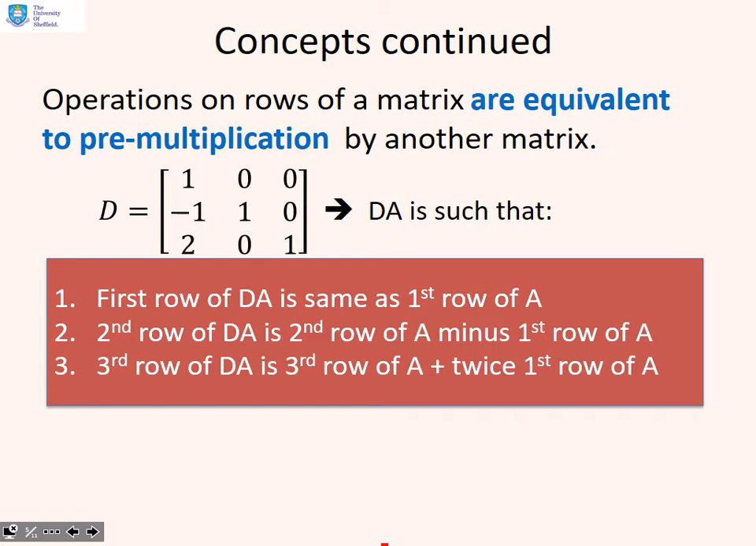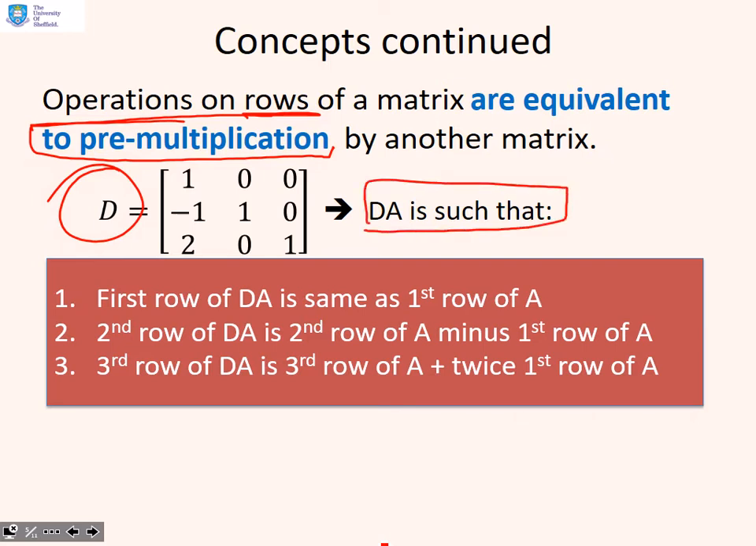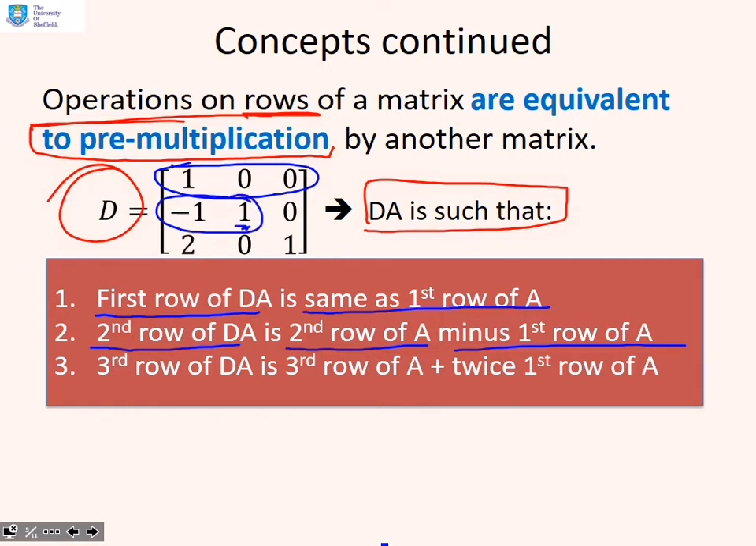Now, what we want to do next is show that this pre-multiplication, so pre-multiplication on the left, is actually equivalent to row operations. So let's consider this matrix here D, which you can see has got a 1 in the top row, a minus 1, 1 in the second row, and a 2, 0, 1 in the third row. And if I was to look at the matrix DA, what you would find is the first row of DA is the same as the first row of A, because the first row of DA is given by this top row, which just picks up the first row of A. The second row of DA is going to be the second row of A minus the first row of A. So you can see it picks up the second row with this plus 1 and subtracts the first row with this minus 1. So pre-multiplying has given me a row operation.